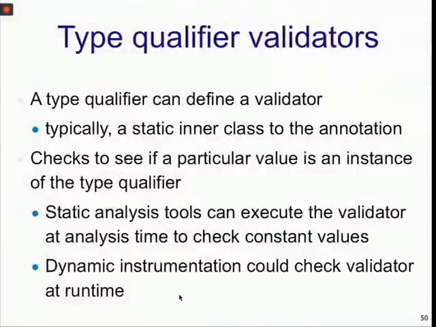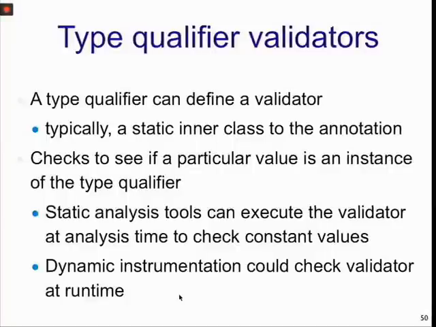Okay, so if you guys haven't ripped into me yet, here's some new meat. One of the things I'd like to do is allow you, when you define a type qualifier, to define a validator. I think typically we can just do this by using a design pattern where you put a static inner class in an annotation. I didn't know you could put a static inner class in an annotation, but you can. And this is a class that can check to see if a particular concrete value is an instance of the values, if it's in that set.